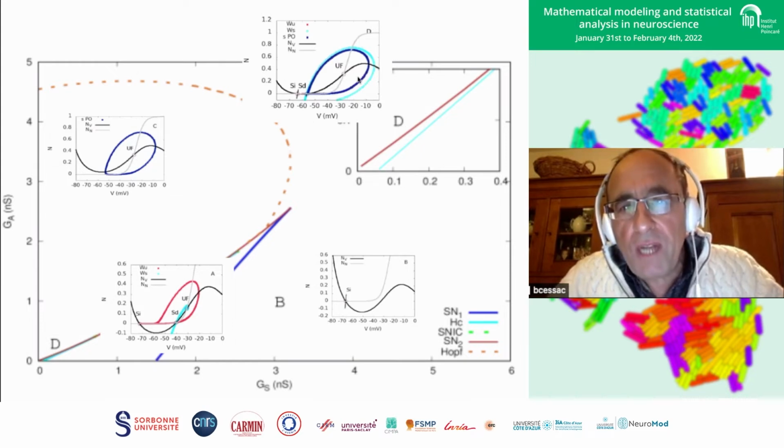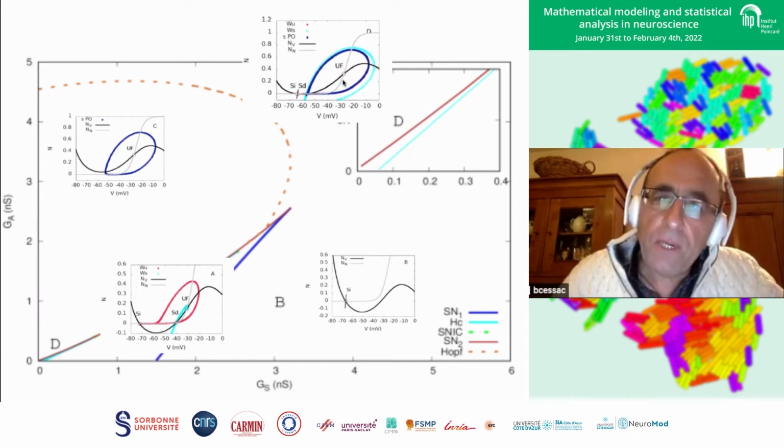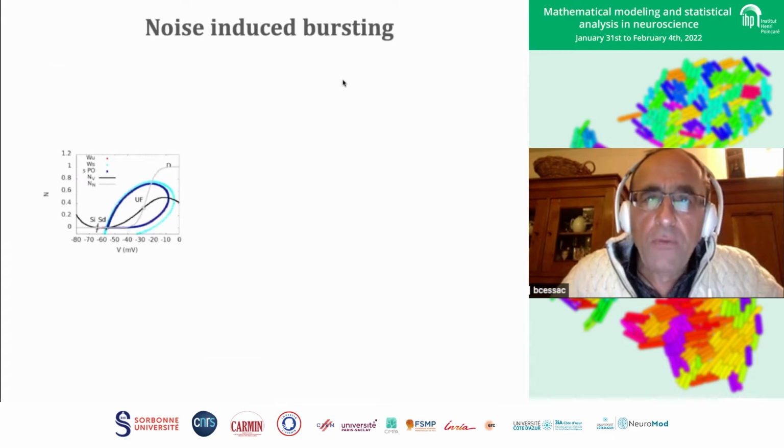limit cycle. So we have seen several such similar cases. Yesterday Eva was talking about a bistable system, but in her case it was two stable fixed points. Here we have a fixed point and a stable limit cycle.